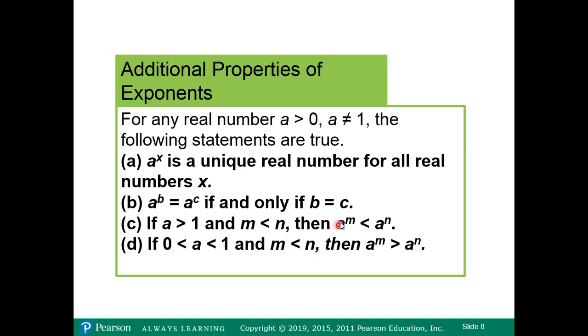Okay, so if the base is greater than 1, then increasing the exponent here, if m is less than n, and a is bigger than 1, then this inequality holds. If a is less than 1 but bigger than 0, and we have the same thing, m is less than n, then it flips the inequality because as we increase the exponent, the number actually gets smaller. Okay?